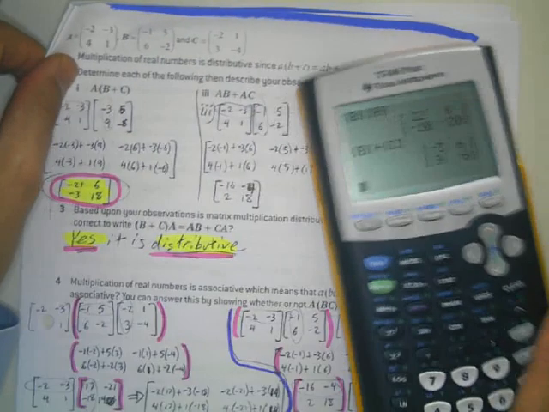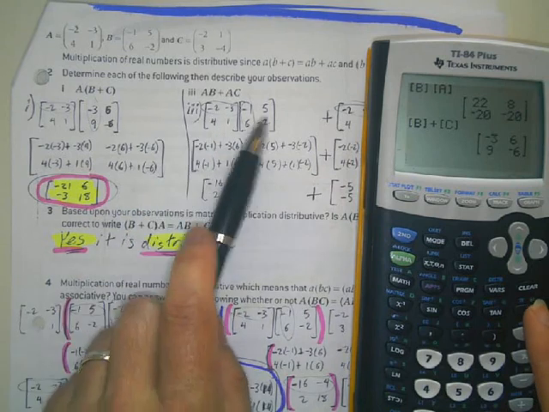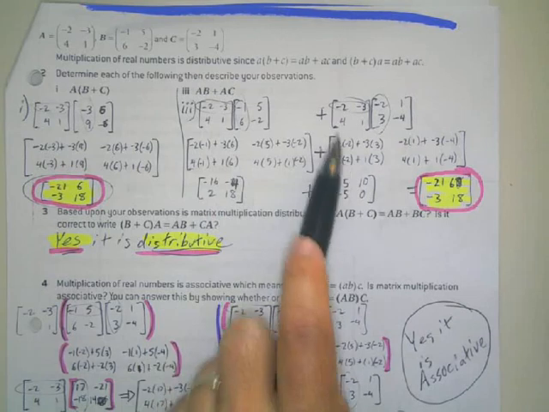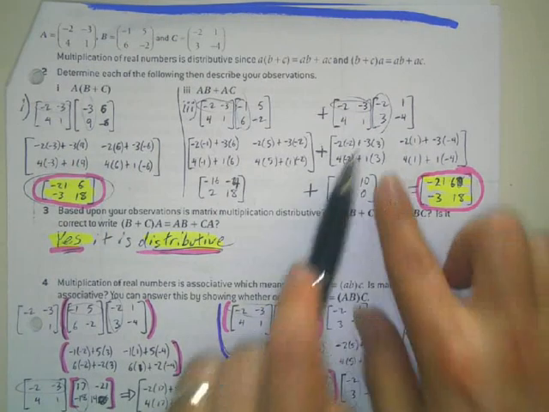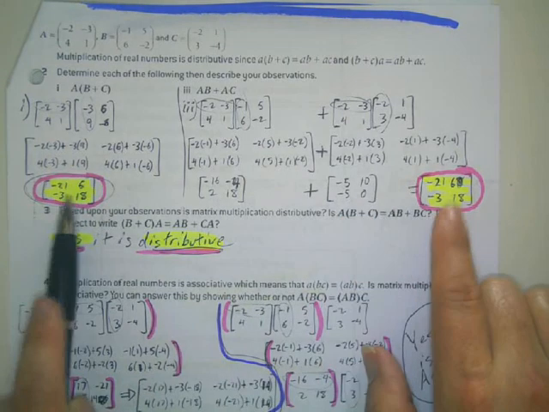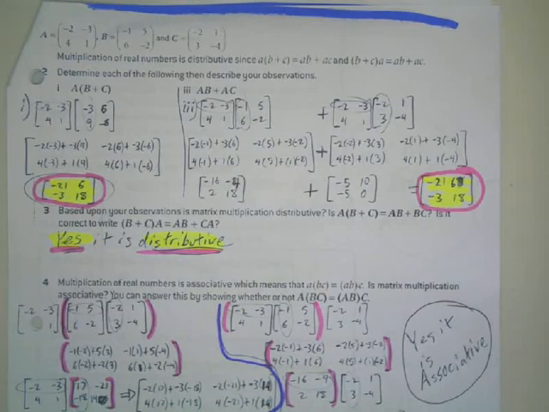Okay. And if I multiply matrix A times matrix B, I get this. And if I multiply matrix A times matrix C, I get this. And if I add these two together, I get this. And voila, notice they are the same. You might want to hit pause and check my work to see if it makes sense.